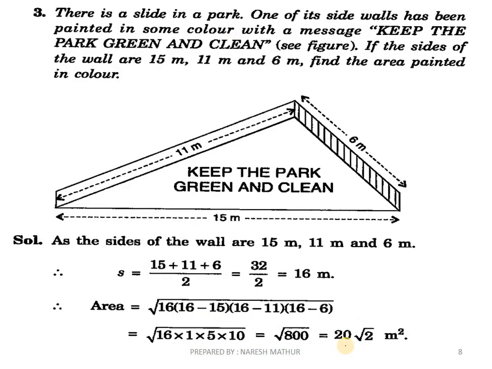In the third question, there is a slide in a park. One of its slide walls has been painted in some color with a message, "Keep the park green and clean." A nice message. If the sides of the wall are 15, 11 and 6 meter, then find the area painted in the color. In simple words, we need to find the area of a triangle whose sides are 11, 15 and 6 meter. Alright, just find the semi-perimeter.